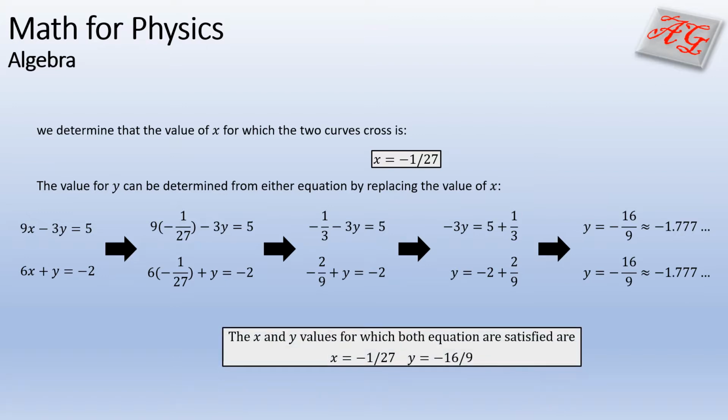So we conclude that the values of x and y that satisfy the two equations simultaneously are x equals minus 1/27 and y equals minus 16/9. That, when compared to the values we got with the graphical analysis, are pretty close. But just consider that graphical methods only serve as an aid to determine and verify the exact values of the solutions.